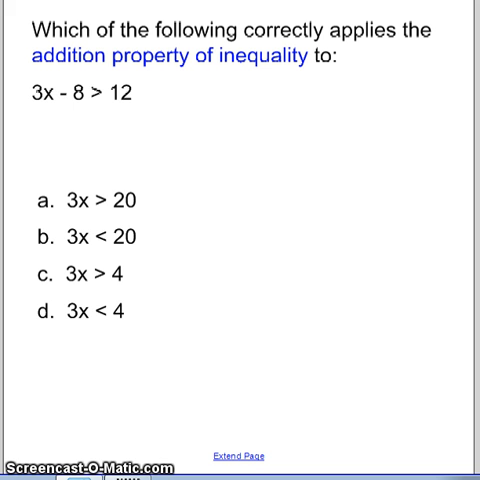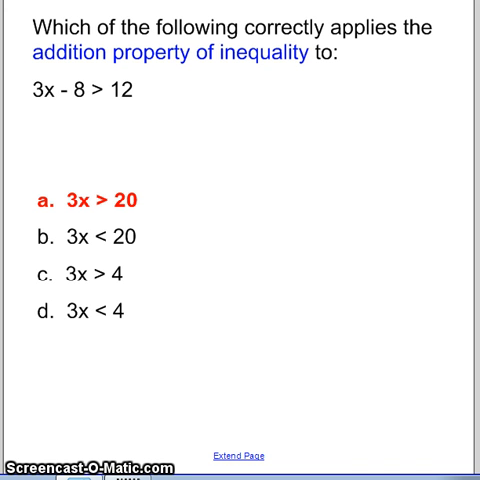Here we go. Which of the following correctly applies the addition property of inequality? So we're adding an 8 to both sides. 12 and 8 is 20. So the answer will be A. 3x is greater than 20.